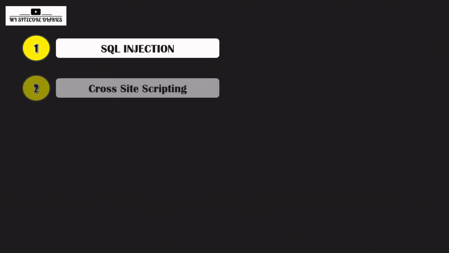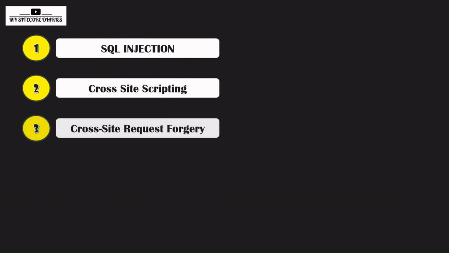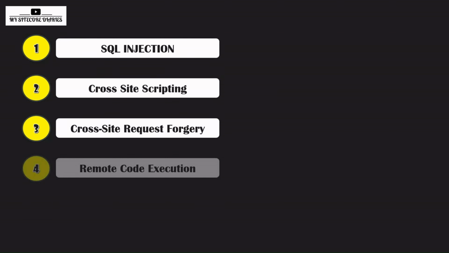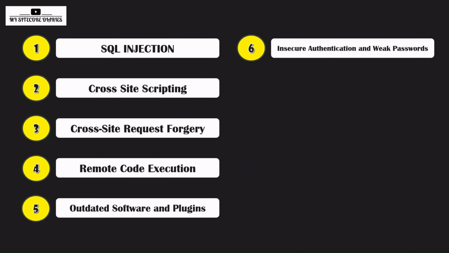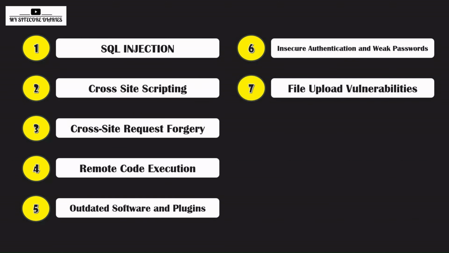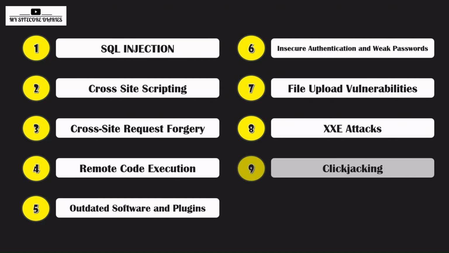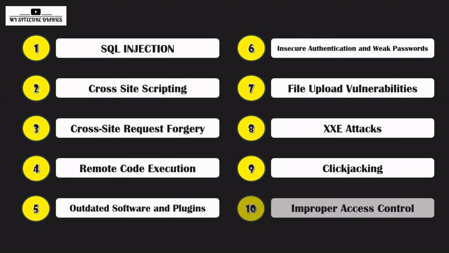threats we have seen? First is SQL injection. Second is cross-site scripting. Third, cross-site request forgery. Fourth, remote code execution. Fifth, outdated software and plugins. Sixth was insecure authentication and weak passwords. Seventh was file upload vulnerabilities. Eighth is XXE attacks, ninth is clickjacking, and tenth is improper access control. So these are the top 10 security threats you can have in websites built on CMS.